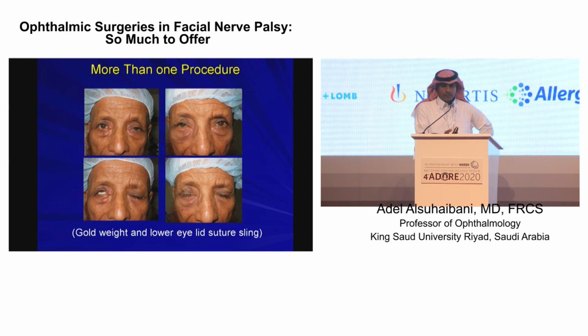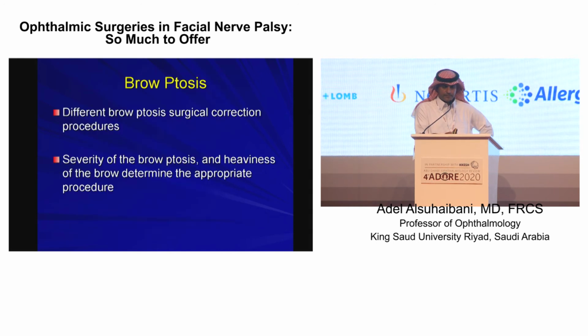Sometimes we need to combine more than one procedure in the same setting to help the patient recover well. This patient had a problem with lagophthalmos, as you can see on the left side, and we did a gold weight for the upper eyelid and a suture lid sling for the lower eyelid to tighten the lower eyelid. Brow ptosis is another issue that these patients present with, and the type of procedure to help them would depend, in my opinion, on the heaviness of the brow and also the severity of the brow ptosis.